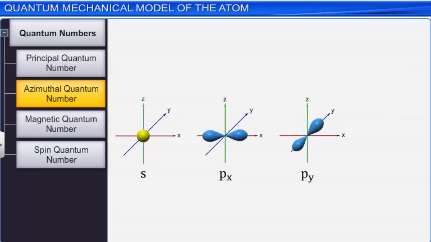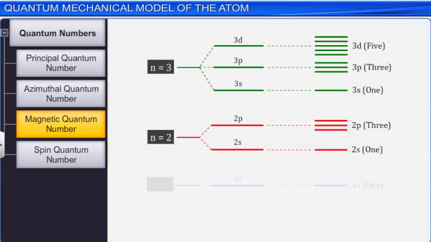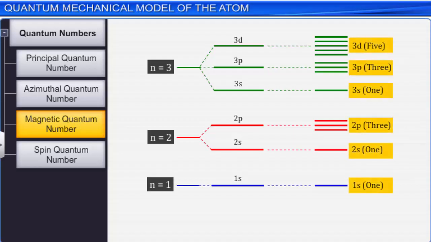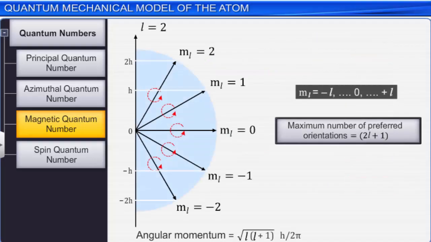The number of preferred orientations of electrons belonging to a subshell is given by another quantum number called the magnetic orbital quantum number ml. Each orientation corresponds to an orbital. Therefore, the magnetic quantum number helps to determine the number of orbitals within each subshell. For a subshell, there can be a maximum of 2l plus 1 preferred orientations or orbitals with values ranging from -l to +l, including 0.